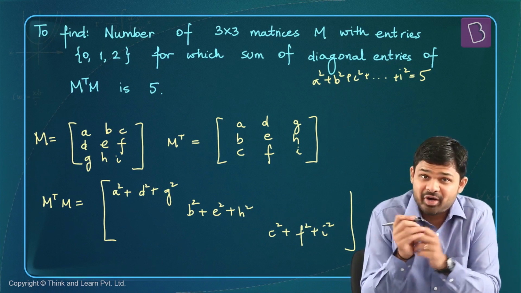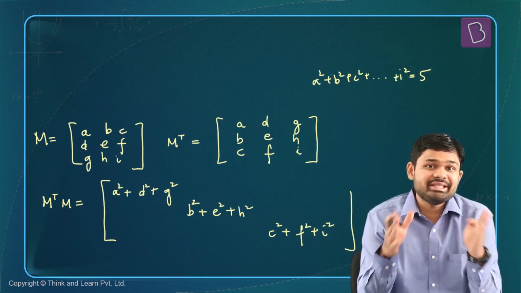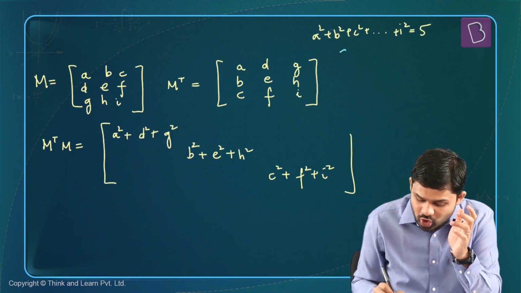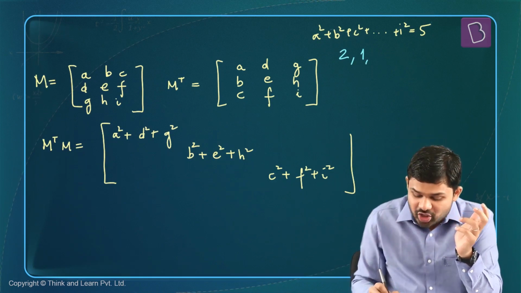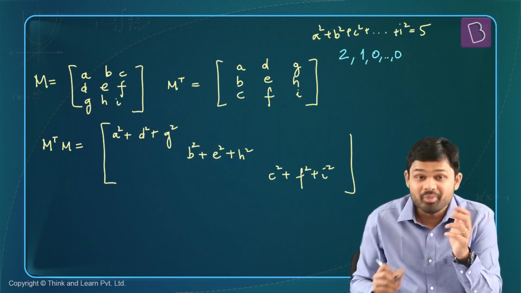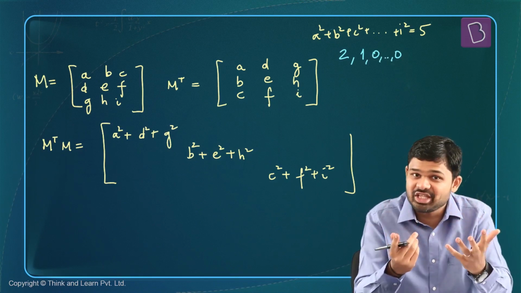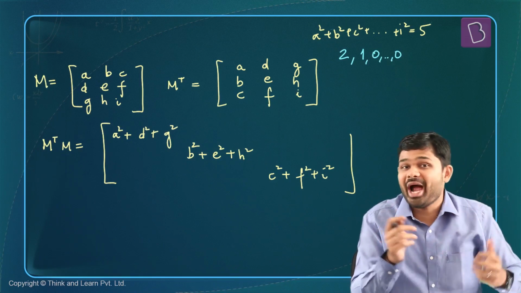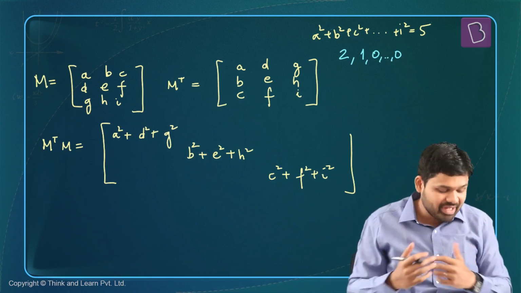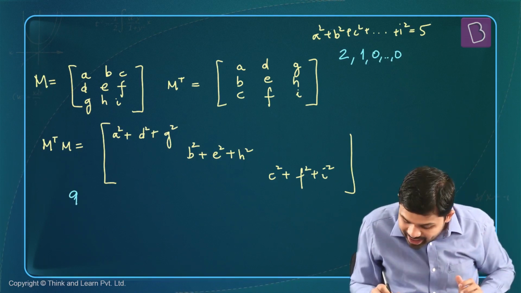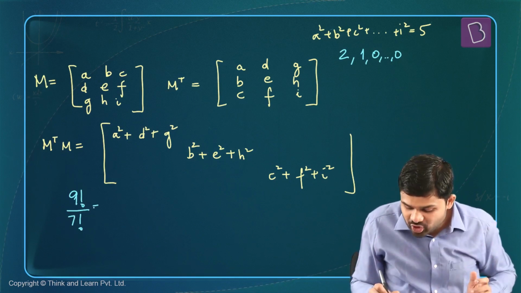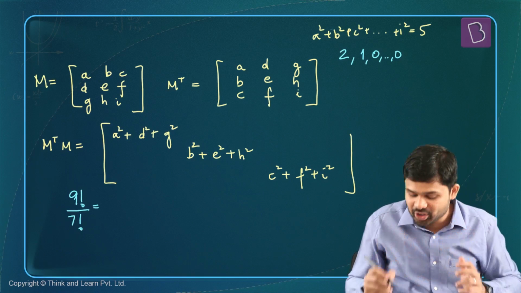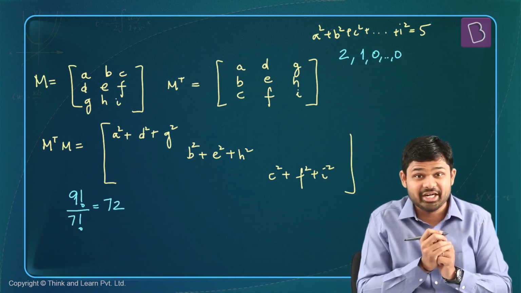Well, we can have one of these 9 entries to be equal to 2, one of these 9 entries to be equal to 1, and all the others to be equal to 0. This means that you will have 7 zeros and 1 two and 1 one. In how many ways can you do this? Well, you can do this in 9 factorial divided by 7 factorial ways. Well, that's going to give you an answer of 9 into 8, which is equal to 72.